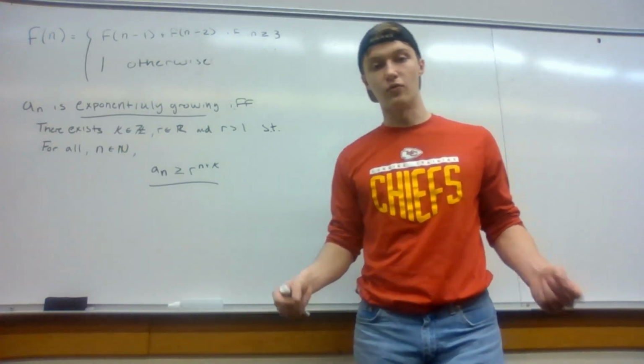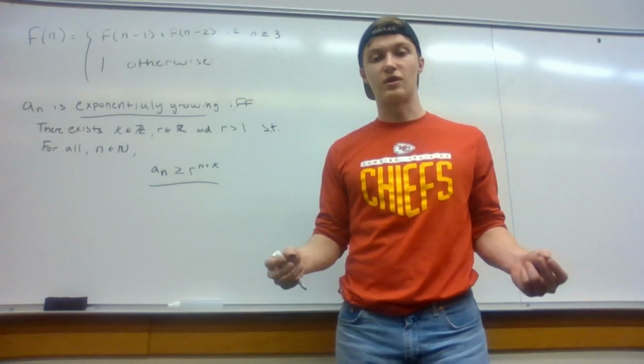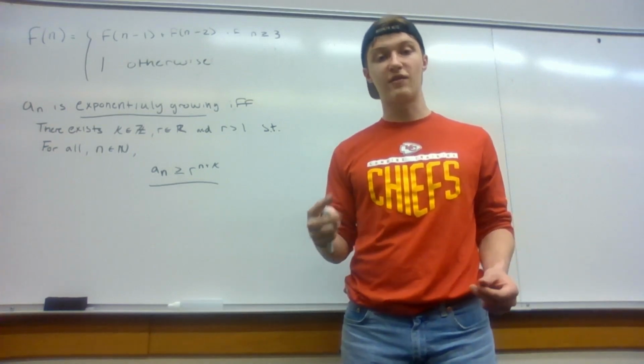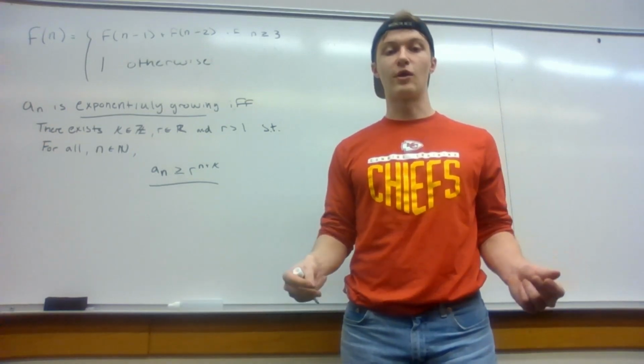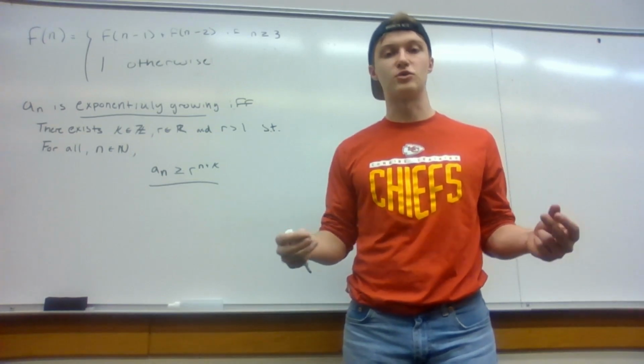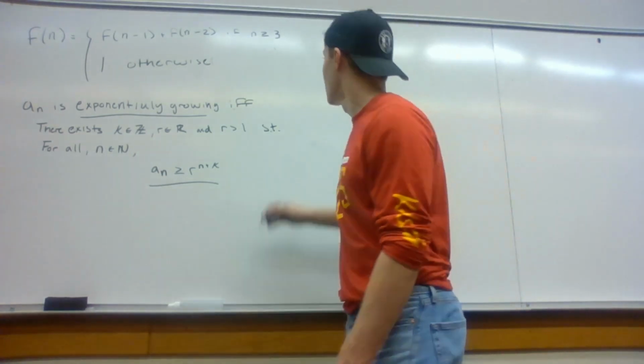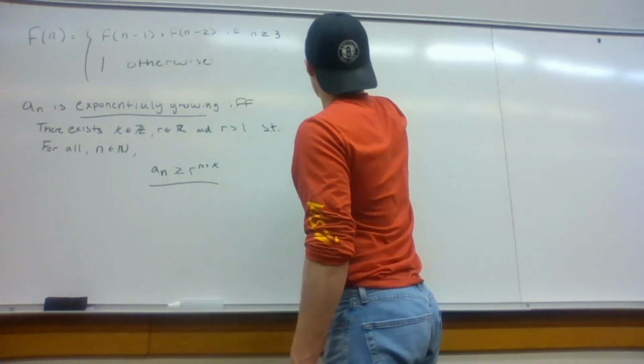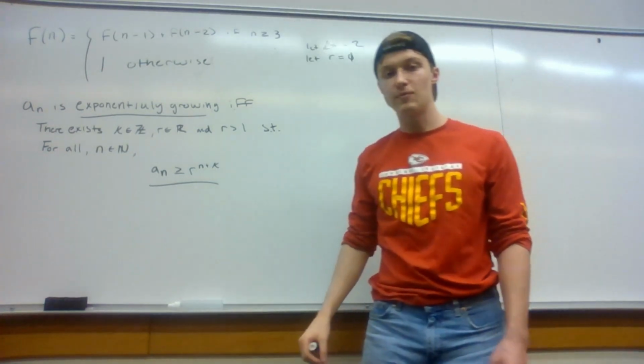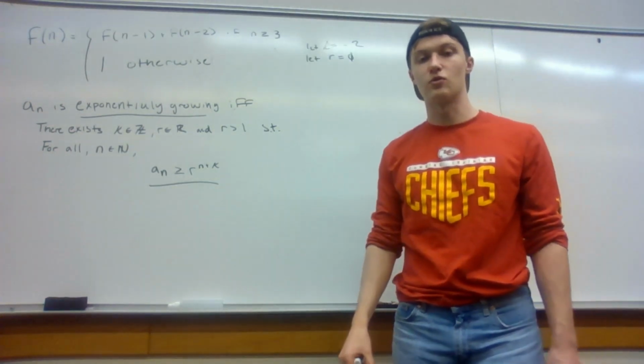Now, to start our proof, we first need to choose two values for k and r. I'm going to pick two values out of my hat that are going to work for this proof, and hopefully afterwards you see why I chose those values. I'm going to let k be equal to -2 and r be equal to the golden ratio.